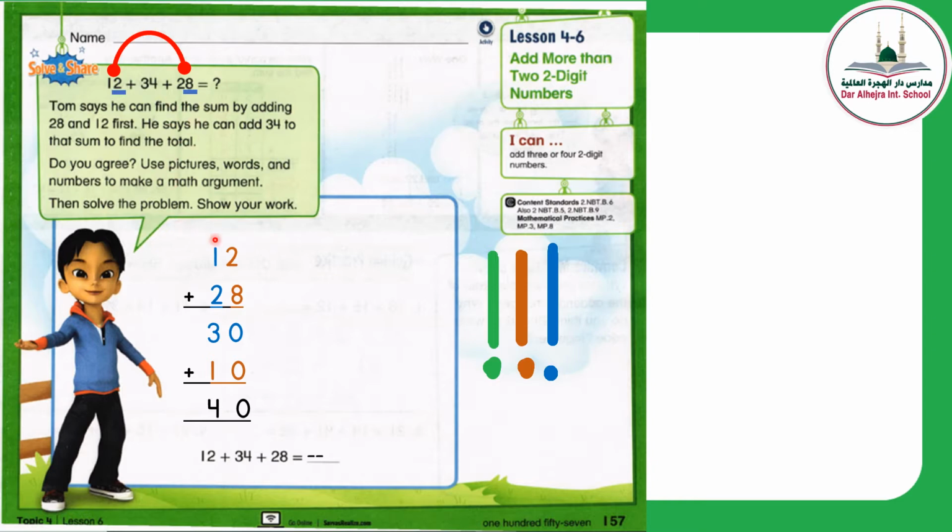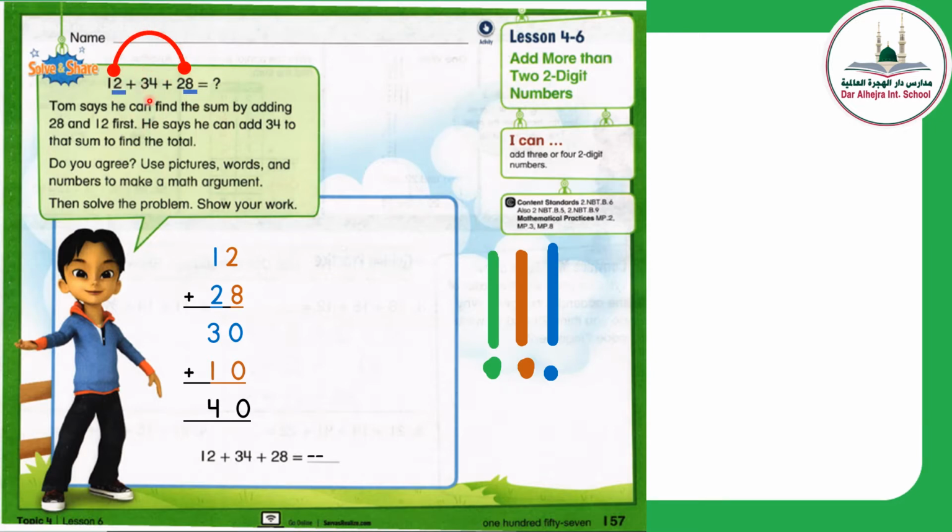Let's add them using the partial addition method. So I'll be copying 12 here and 28 here. So I know 1 and 2 in the tens place makes 10 and 20, that equals 30, and 2 and 8 together in the ones place make 10. 30 and 10 makes 40. That means the first sum of these two numbers is 40.